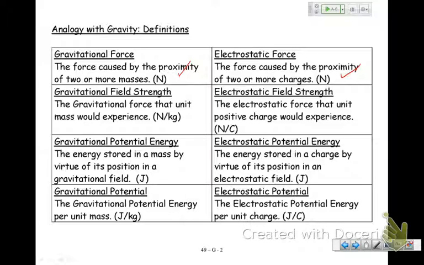And then we learned about little g, and we said, well, it's good to have a conversion, so newtons per kilogram. It's the force that a mass would feel if it was of a certain value at that point. Got a question? No? Okay.